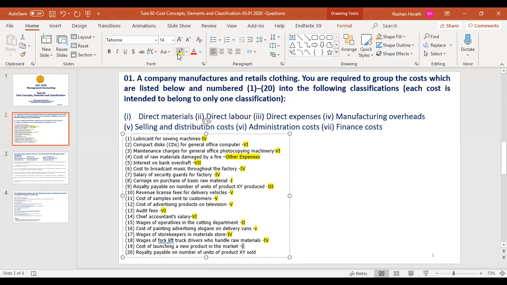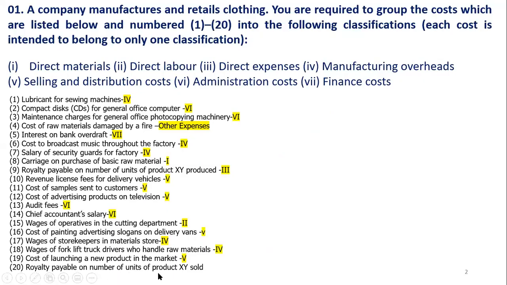Final one, what about the royalty payable on number of units of product XY sold? Okay, you need to be a little conscious. The royalty payable on number of units of product XY sold. What is that? You need to be conscious. We had something similar to this in the 9th item as well, but it's slightly different from that. Yes, most of you are going in the correct direction, while some of you believe that it's not.